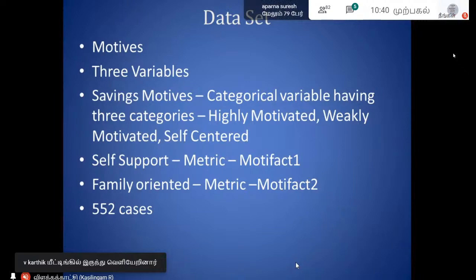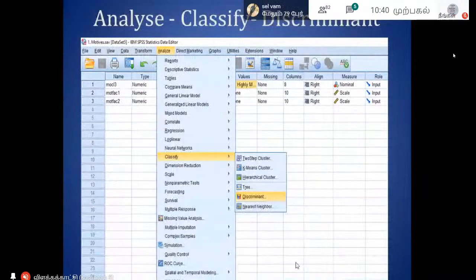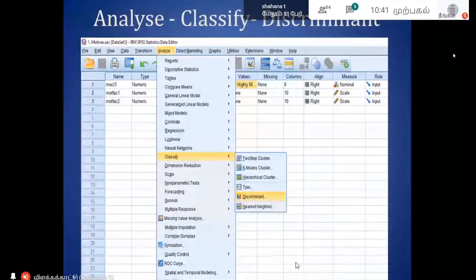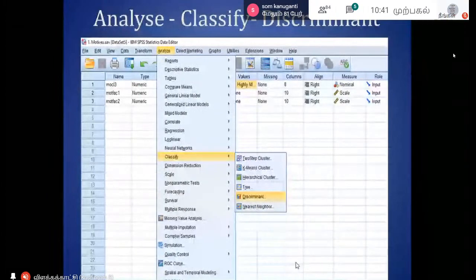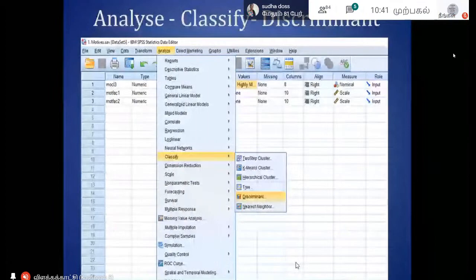Like that, here I am going to use saving motives. That is the dependent variable. Self-support and family-oriented are the independent variables. All right, very good. Now, here, analyze, classify, discriminant. In classify, we also have K-means cluster. So cluster analysis and discriminant analysis are the same kind of thing. This is also some kind of classification technique. Some people will tell whether the classification is right or wrong.